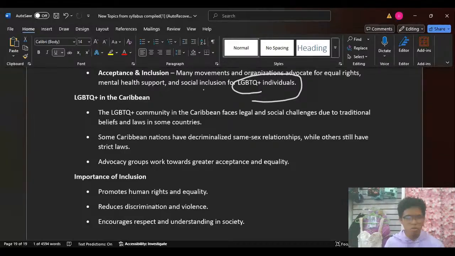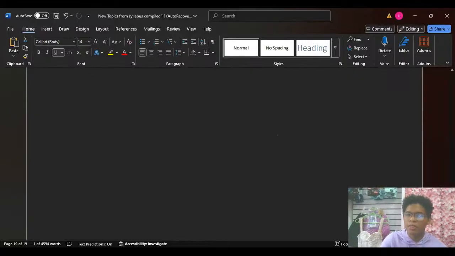So, the importance of inclusion, meaning that we include everybody regardless of their beliefs, personal identity, or religion. It promotes human rights and equality, reduces discrimination and violence, and encourages respect and understanding in society. So yes, people, that is all the new changes to the CSEC syllabus. I hope that was educational.